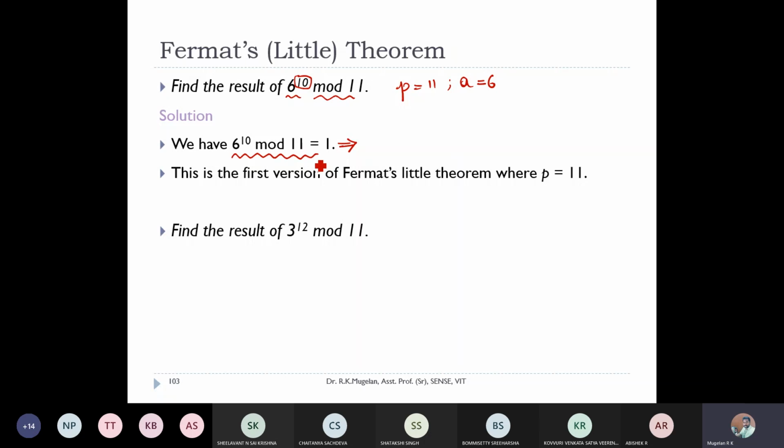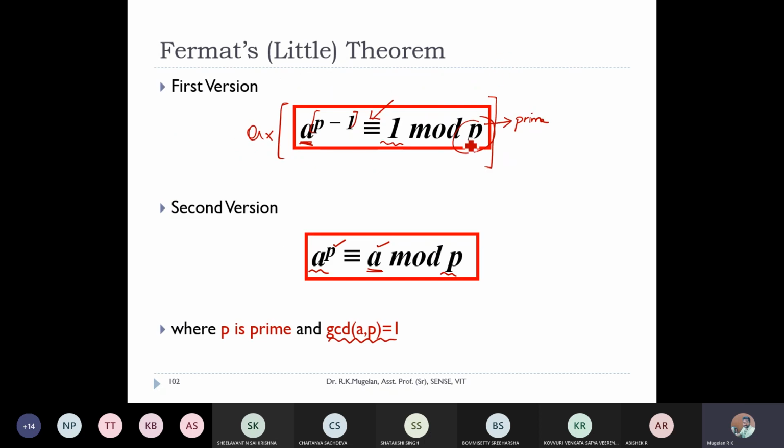If you go for the second example here, they are asking you to find the result of 3 power 12 modulo 11, and here your value of a is 3 and the prime number p is 11. So which version can you make use of here? Any idea? I want everyone to note down these two formulas, I mean expressions. After noting down, kindly raise a hand.